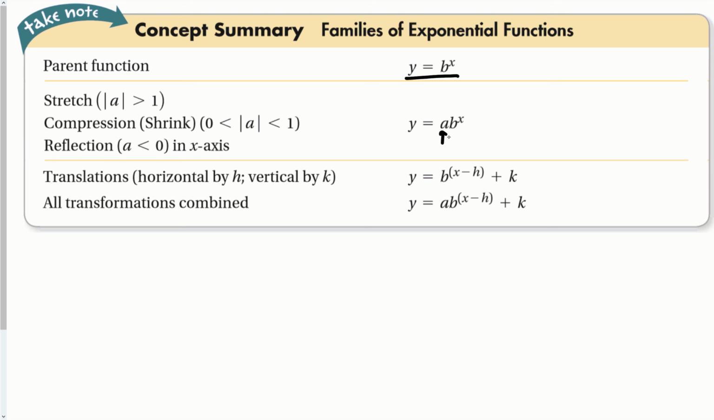If I put a number in the front here, if it's bigger than 1, it's going to stretch vertically. If it's between 0 and 1, it's going to compress vertically. And if it's negative, it means that it's reflecting in the x-axis. And then this is left or right, that's up or down. This is every transformation together in exponential form.